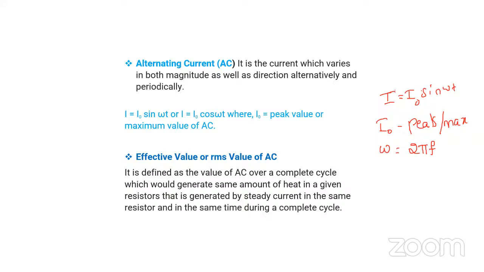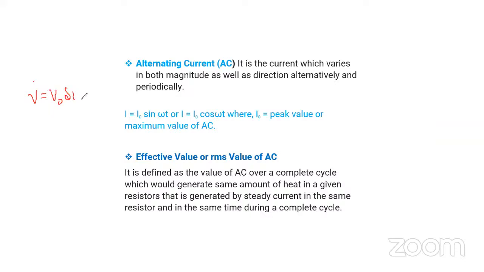Similarly, the way you define current, in the same way we can define alternating EMF also. The alternating EMF is represented by the equation V is equal to V naught sin omega t, where V is called the instantaneous EMF, and V naught is called the peak or the maximum value of voltage.